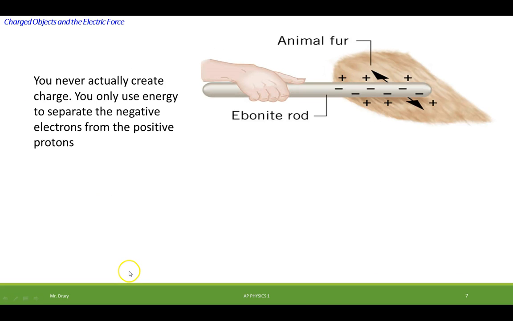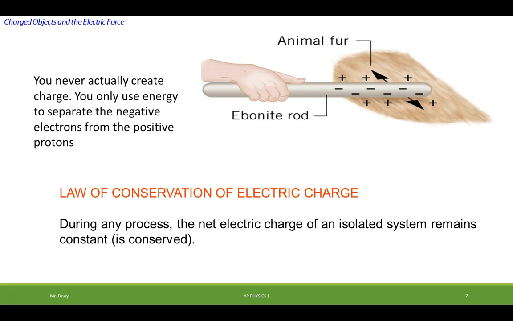You never actually create charge. All you're doing is adding energy to separate the positives from the negatives. In other words, you're trying to separate electrons from protons. This can be summarized in what's called the law of conservation of electric charge. During any process, the net charge of an isolated system must remain constant. In other words, it's conserved. You're never actually creating charges. You're just separating them.